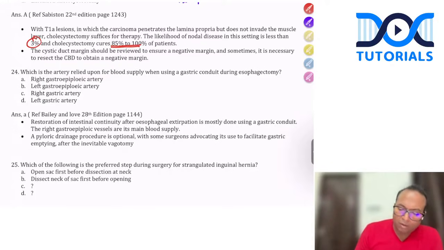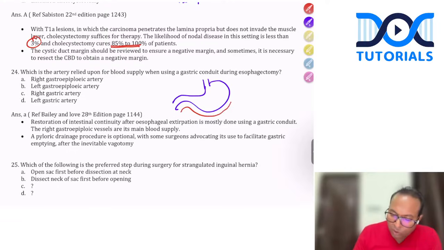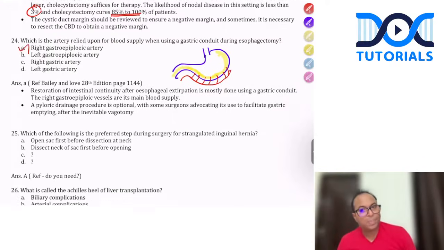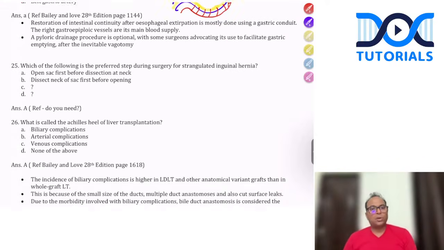Which is the artery relied on for blood supply when using a gastric conduit for esophagectomy? I am going to use a gastric conduit based on this artery. I am going to reconstruct the esophagus using the greater curvature of the stomach like this. So this is based on the right gastroepiploic artery. Simple, straightforward question. The right gastroepiploic artery supplies the gastric conduit.